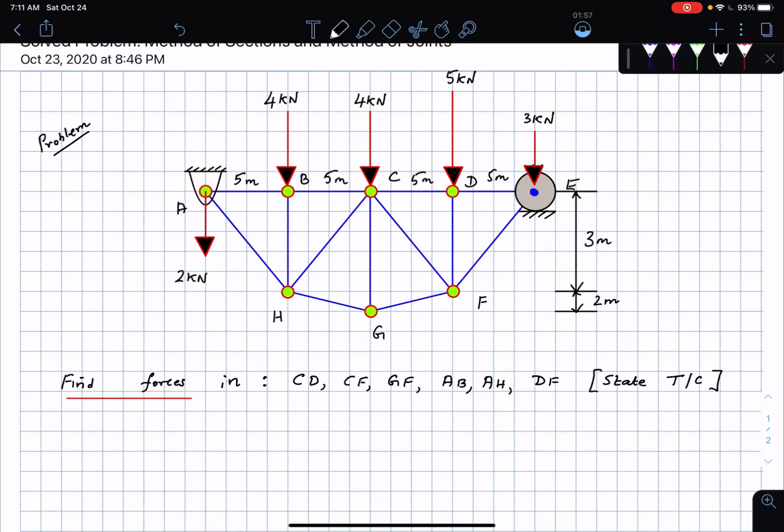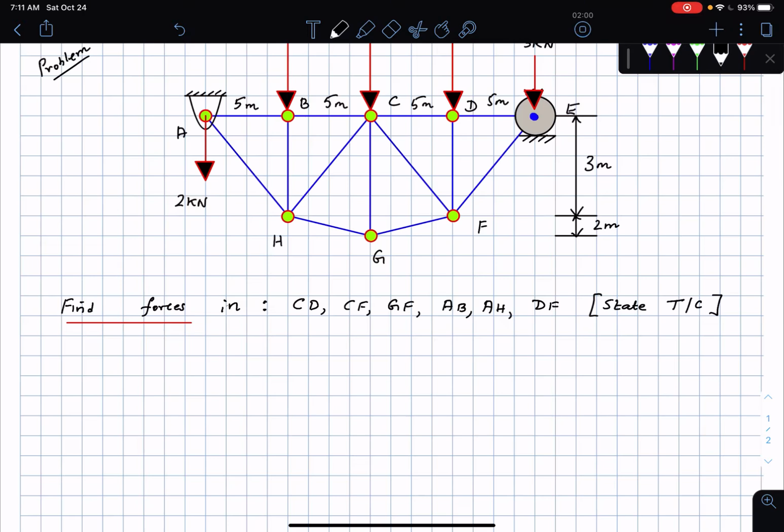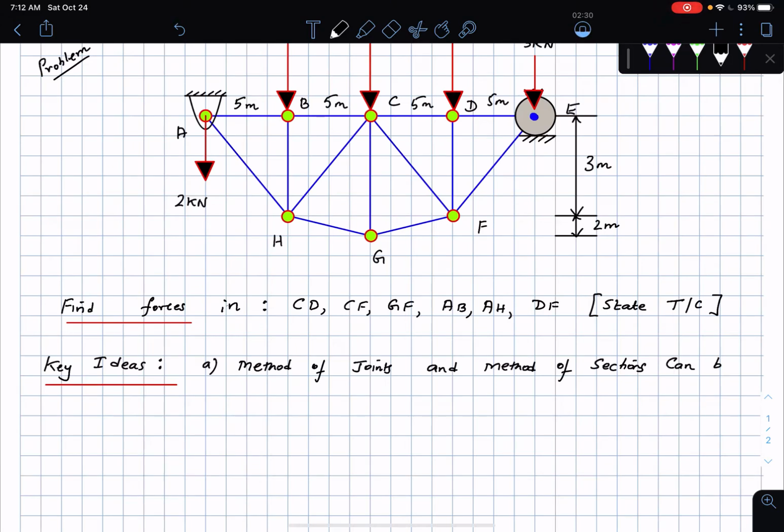Before I start solving this, I just want to write down some key ideas. Okay. So key ideas, and these are the following. Method of joints and method of sections can be used in conjunction on the same problem. Okay, so method of joints and method of sections can be used in combination on the same problem.